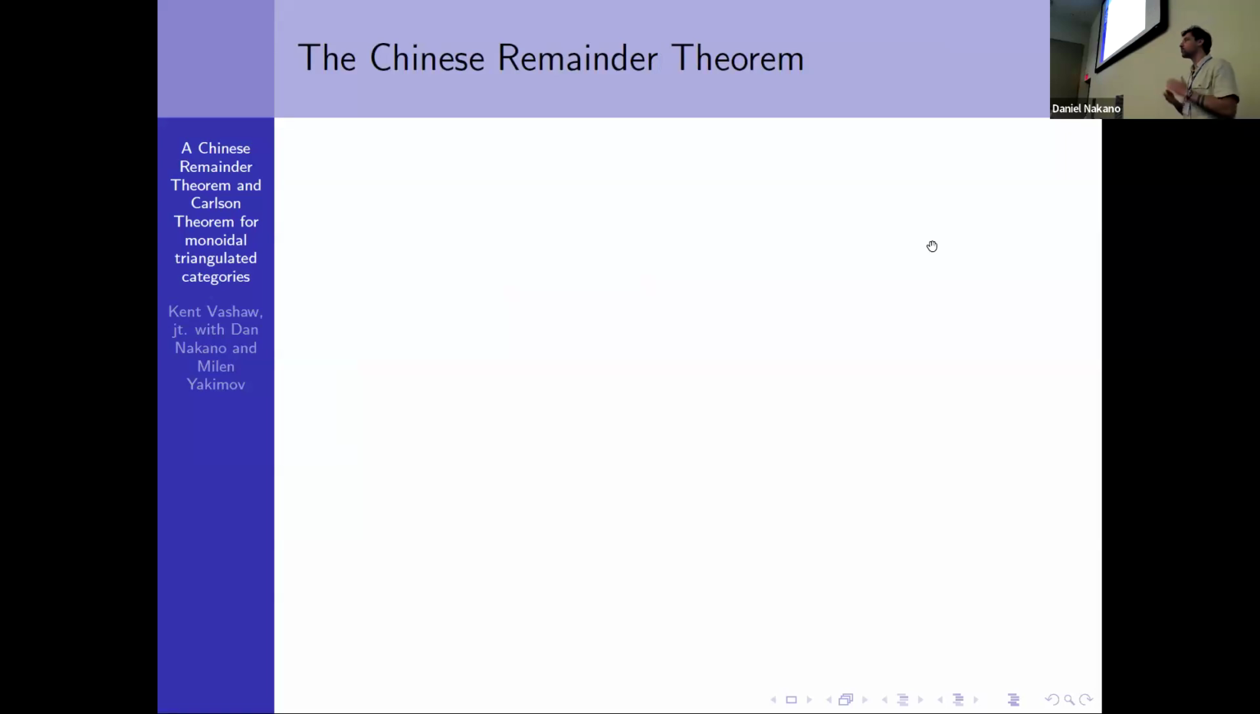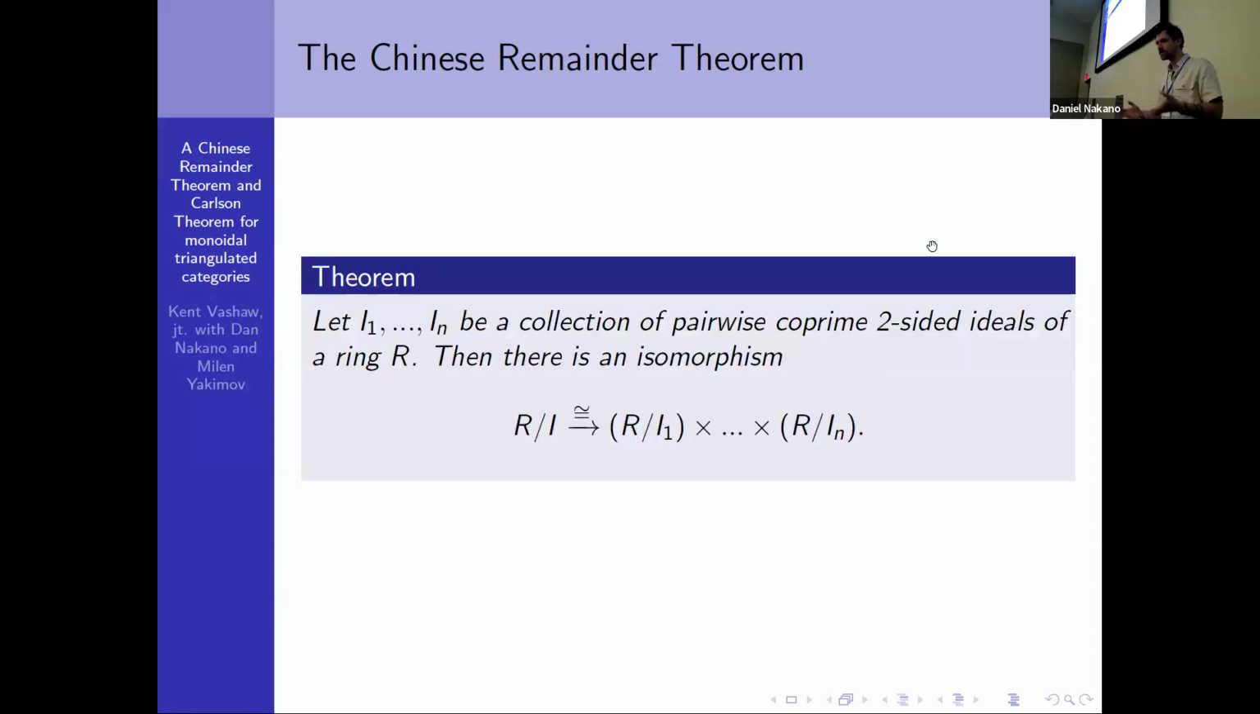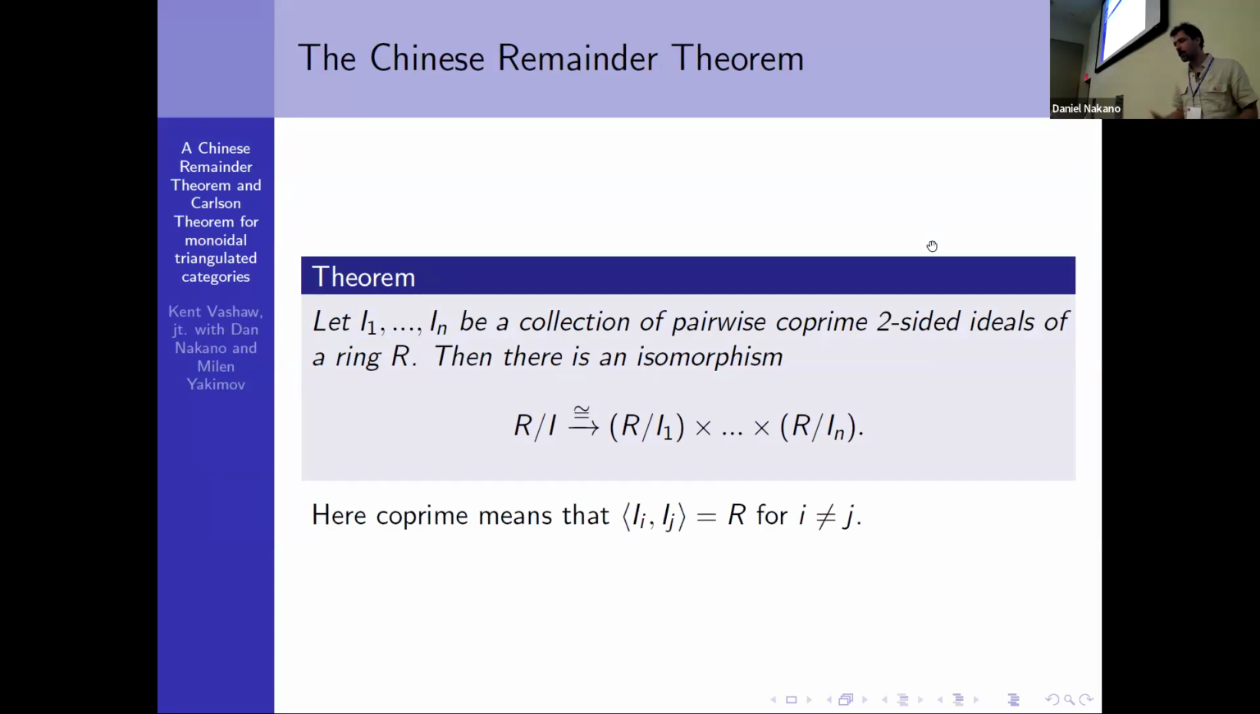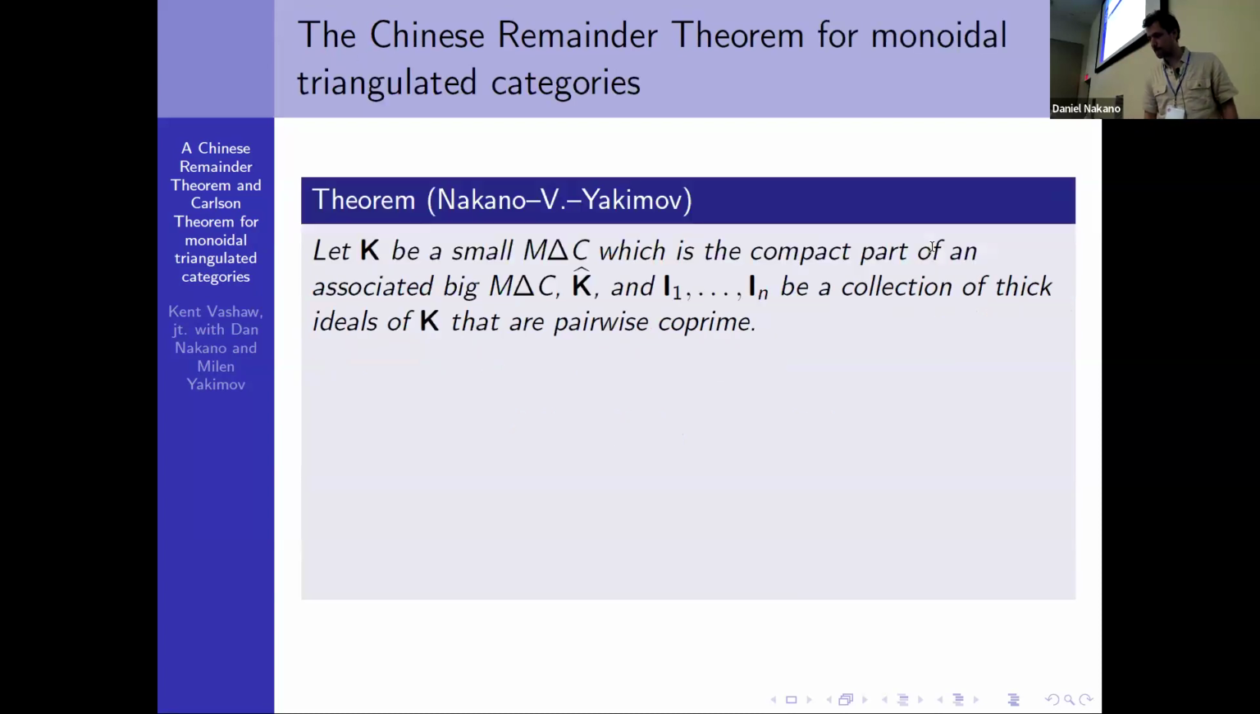Okay, so I told you the way that we're going to prove the generalized Carlson theorem is by proving a version of the Chinese remainder theorem. So let me remind you what the classical Chinese remainder theorem is. So here we have some ring R. We have some collection of pairwise coprime two-sided ideals, I1 up to In. Then we have an isomorphism that goes from R quotient by I to the product of R quotient by I sub 1 up to I sub n. Where here coprime just means that if you take any I sub i and I sub j, then together they generate the whole ring. And I should say I here is the intersection of all of the I sub i's.